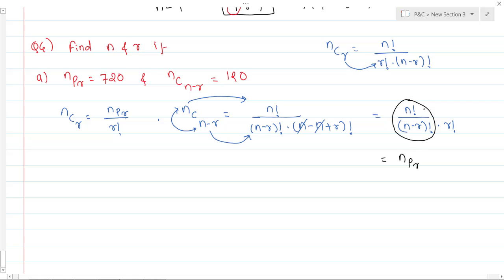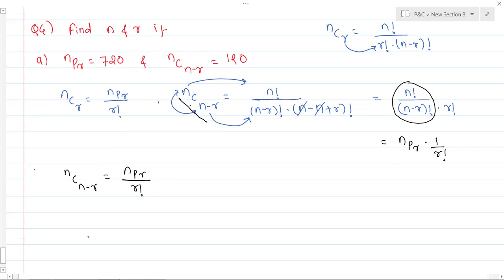So nPr is what? It is n factorial divided by (n minus r) factorial. So if I replace that part with nPr, this 1 by r factorial is remaining. Is it okay everyone? So finally what I am getting is, this part when we expand it, we get this. So finally what I can write is nC(n minus r) is equal to nPr divided by r factorial. Is it okay?